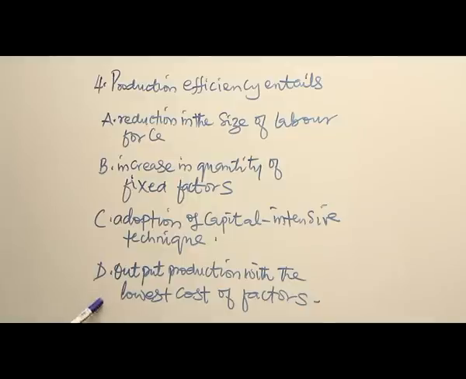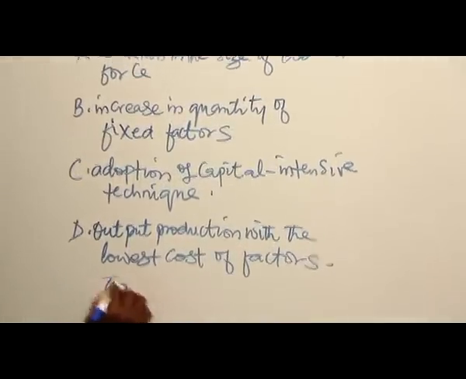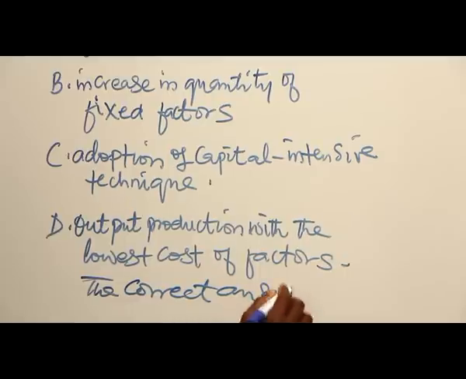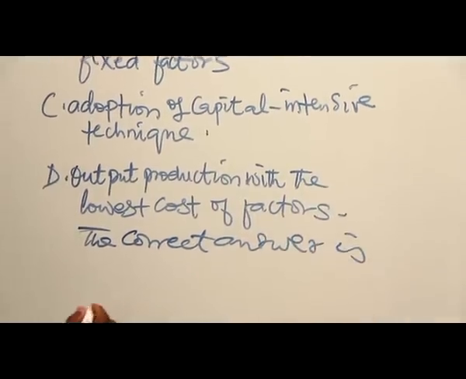D, output production with the lowest cost of factors. If factors have the lowest cost, then it means that output ratio is greater than input ratio. And so we have production efficiency. So option D is correct. Therefore, the correct answer is option D.